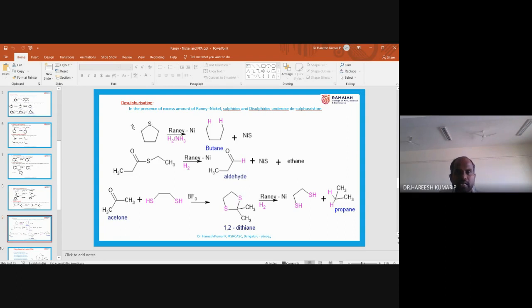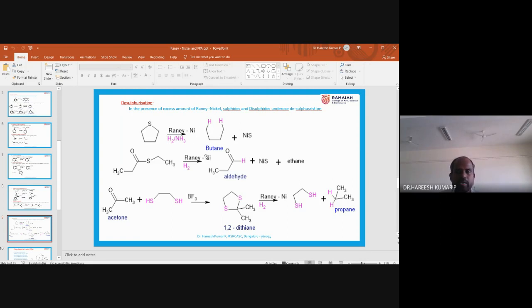Here one H, here one H. That means hydrogen is added to these two carbon atoms. Sulfur will go out as nickel sulfide. So overall, this compound is called a sulfide. Suppose there is a disulfide linkage, meaning S and S bond formation; such compounds are called disulfides. So sulfides undergo desulfurization. Similarly, disulfides also undergo desulfurization, giving rise to hydrocarbons.